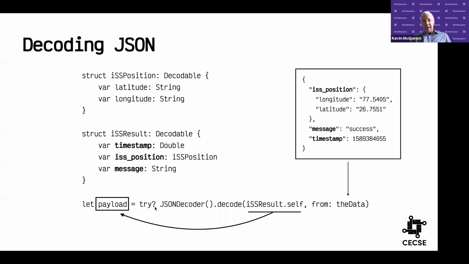And so if it fails, what do we think payload will have a value of? So if it fails, this try with the question mark is meaning nil, exactly. So this will be nil if it fails. If it's not nil, you know the decode passed properly, okay?